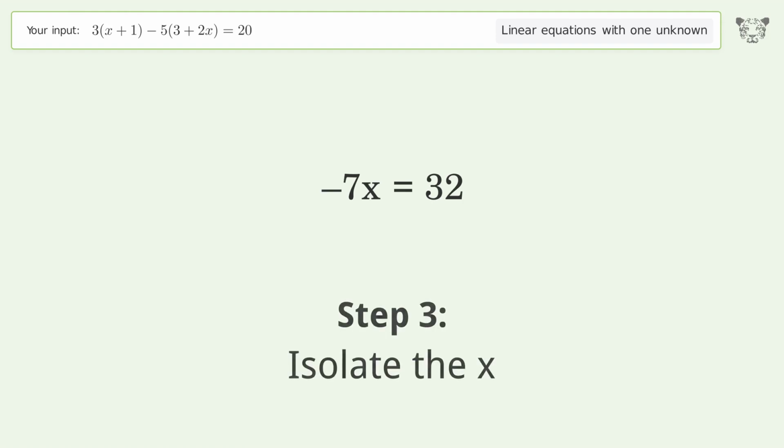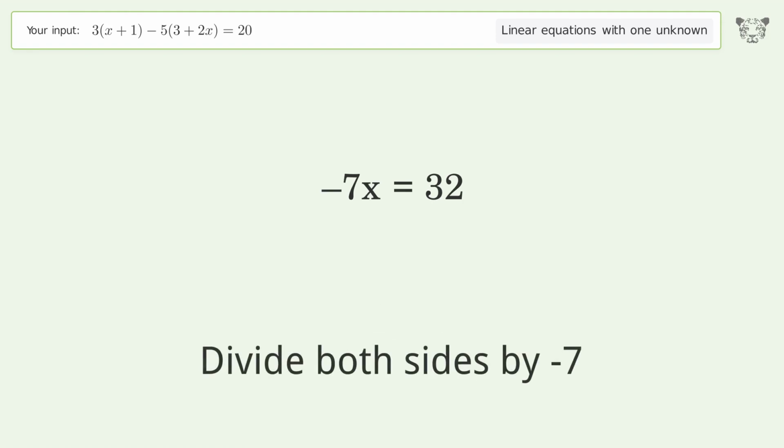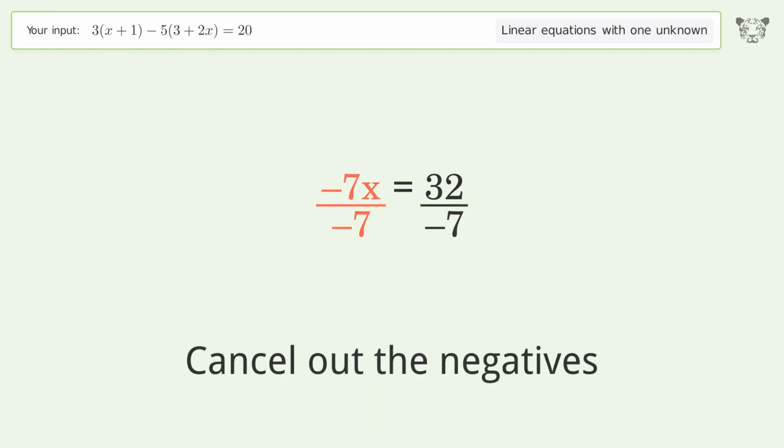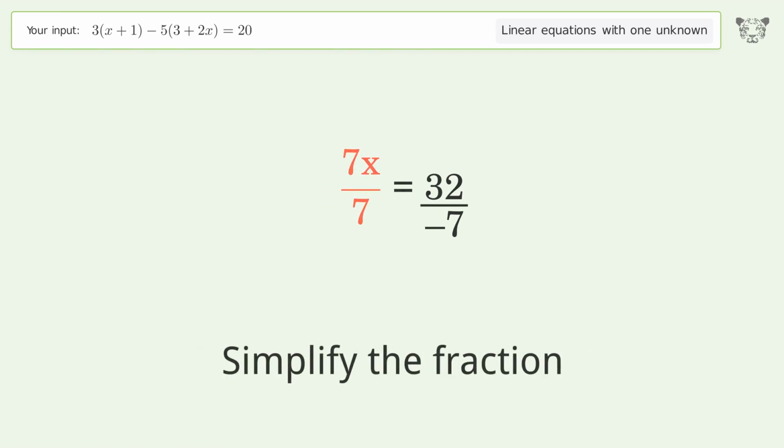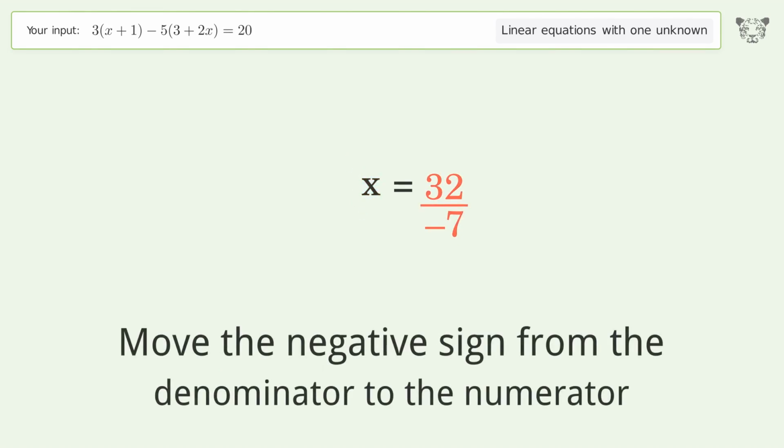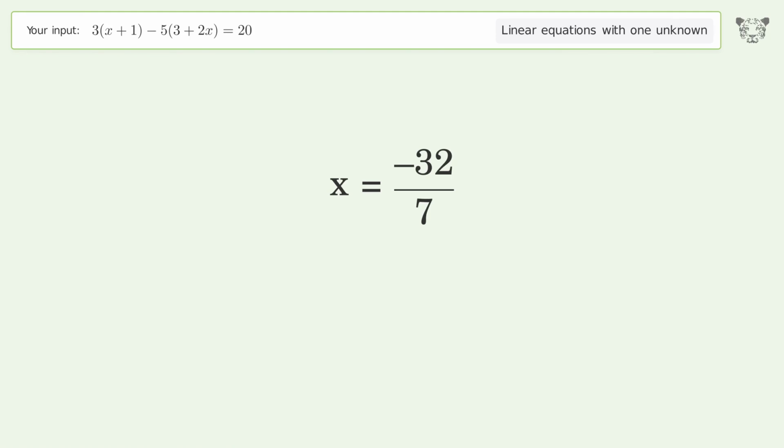Isolate the x. Divide both sides by -7. Cancel out the negatives. Simplify the fraction. Move the negative sign from the denominator to the numerator. And so the final result is x equals -32/7.